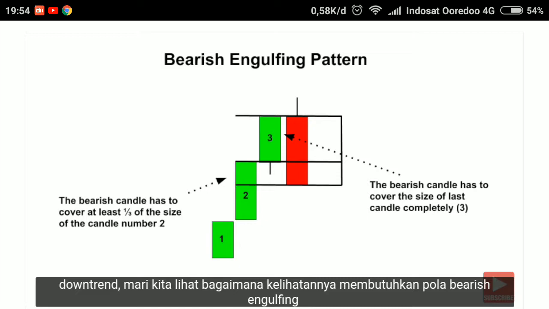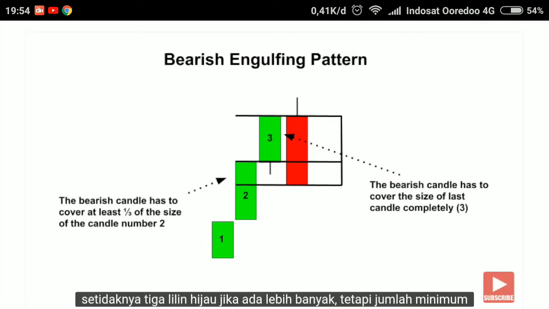The bearish engulfing pattern requires at least 3 green candles. If there are more, it's fine, but the minimum amount is 3. After the series of green candles, we need a red candle. The red candle has to cover completely the last green candle and at least 1/3 of the second last green candle. In the picture, the last green candle is covered completely by the red candle, and it's covering at least 1/3 of the second last green candle, the number 2 in the picture. For this reason, this is a valid bearish engulfing pattern.